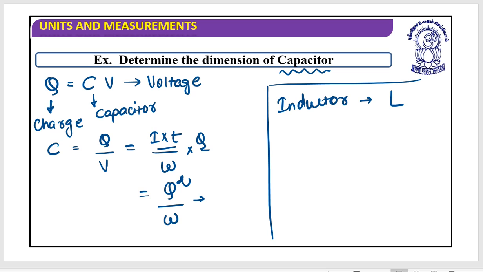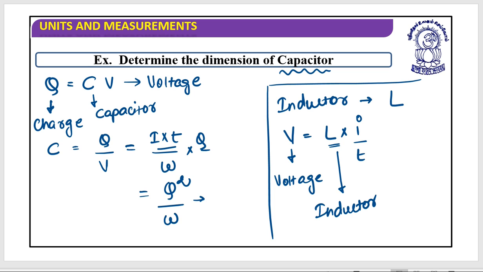At this point of time, you just remember its formula. We say V is equal to L multiplied by I divided by T. Hold on, I'm telling you the meaning of every symbol. This is V. V stands for voltage. L stands for inductor. I stands for current. And T stands for time. These are all symbols.